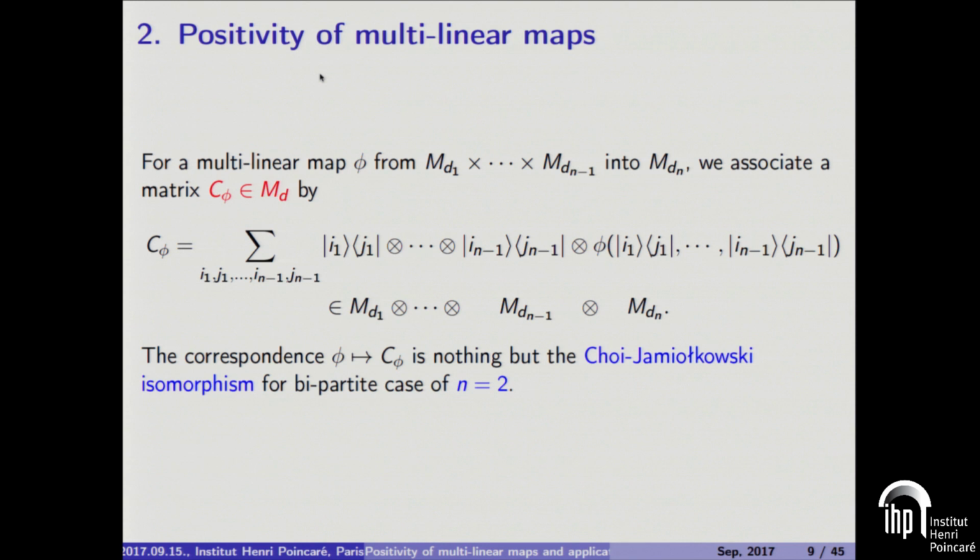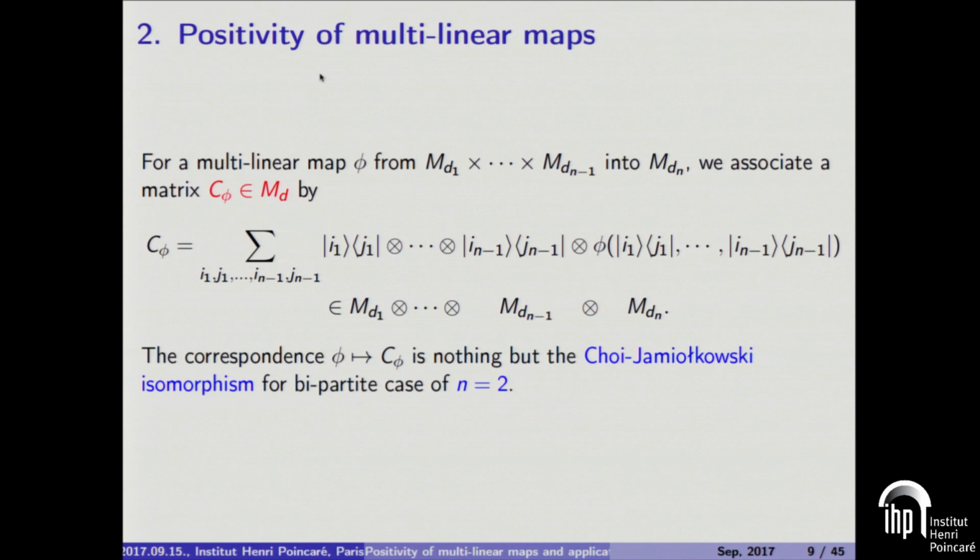So if n is equal to 2, so we think about the linear map case, this is nothing but the Choi correspondence between the linear maps between matrix algebras and the Choi matrices. So this is some multilinear analog of the Choi matrices, in a sense.